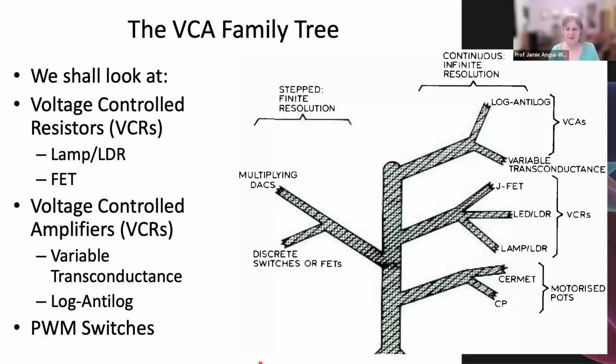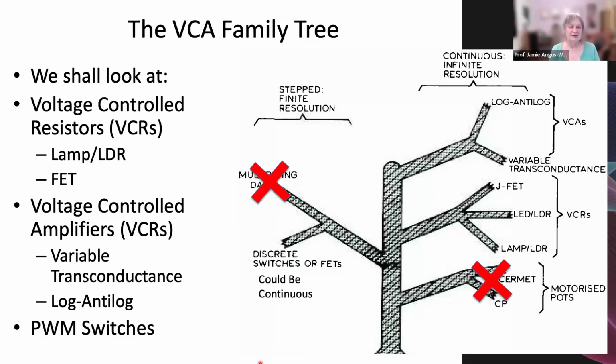But I'm going to look at the other ones, and they essentially go into two types. What we might call voltage-controlled resistors, which are things based on a lamp coupled with a light-dependent resistor, and something called a field effect transistor. And we'll also look at voltage-controlled amplifiers, which include variable transconductance type amplifiers and log-antilog amplifiers. And finally, very briefly, we'll touch on pulse width modulation switches, as there are some products that use those.